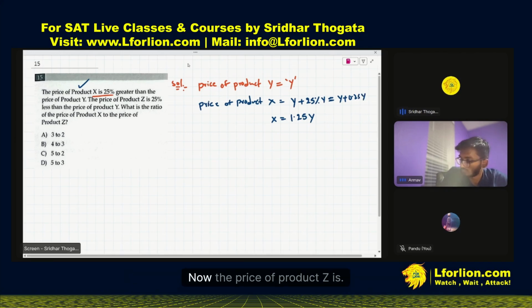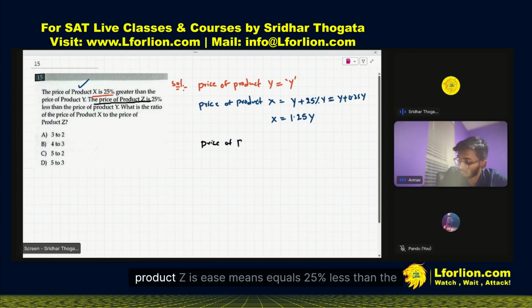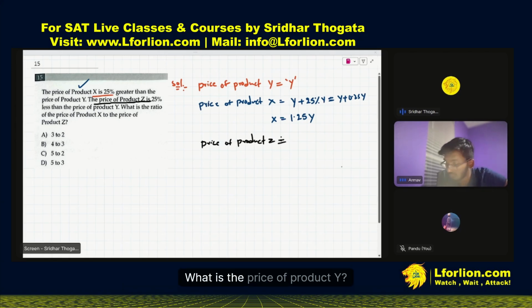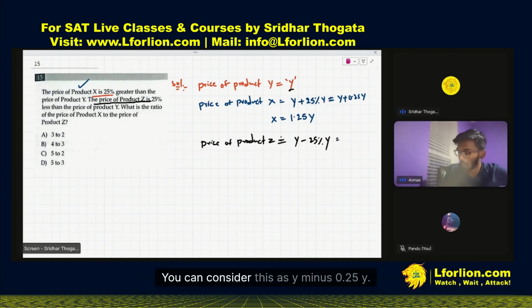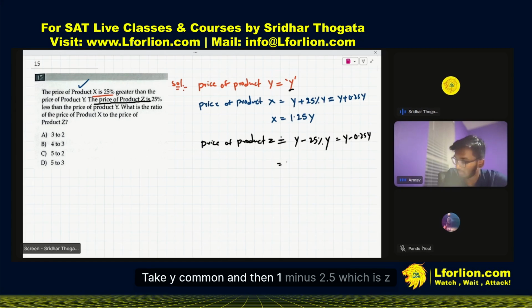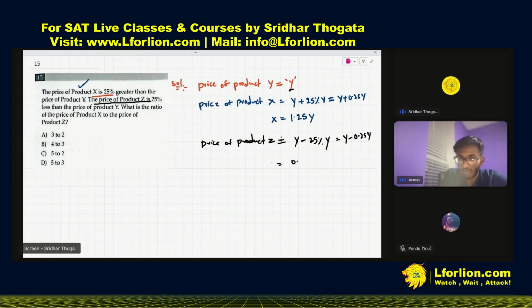In the same way, now the price of product Z is 25% less than the price of product Y. What is the price of product Y? The price of product Y is Y, and 25% less means minus 25% of Y. That will be equal to Y minus 0.25 Y. Take Y common, and then 1 minus 0.25, which gives the Z value as 0.75 Y.